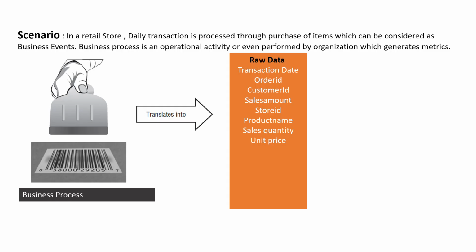So let's take a real-time scenario where there is a retail store and the daily transaction is processed through the purchase of items, which can be considered a business event. So here you identified the business process, which is the daily purchase of items. This daily purchase of items will generate raw data in the form of transaction date, order, customer ID, sales amount, product name and sales quantity, right? So the scenario here is that you have the raw data.